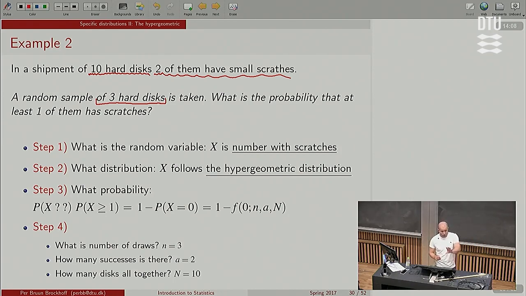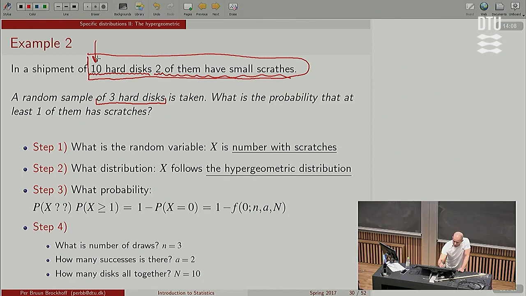Here is the book notation. The population size would be capital N. That's 10, the total number of hard disks, right? Then I have a name for the sample size, like the name in the binomial. That's the handful of 3.